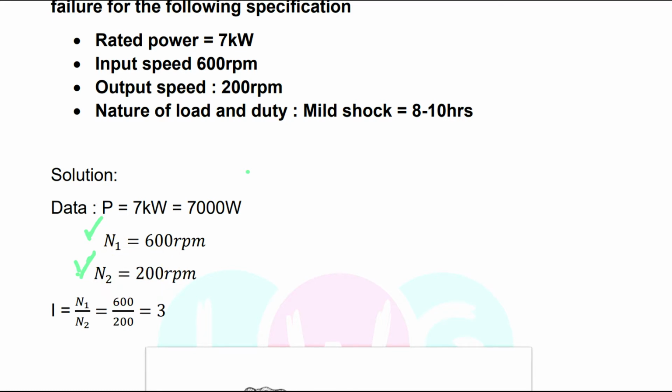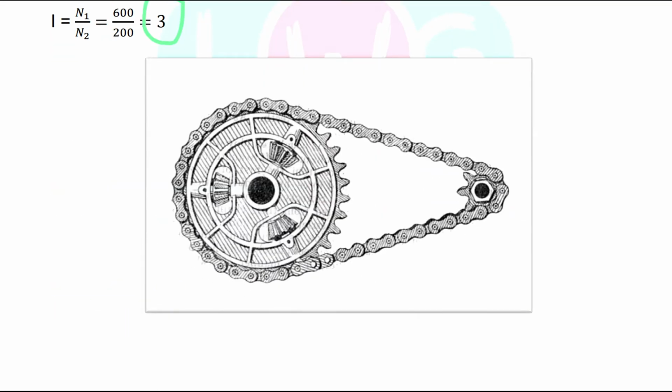So as we have input speed and output speed, we can find the transmission ratio, which is denoted as I. I is equal to N1 by N2. This formula you will get on PSG page number 7.74. So put both the values, we get the value of transmission ratio is 3. Okay, so this is a chain drive.